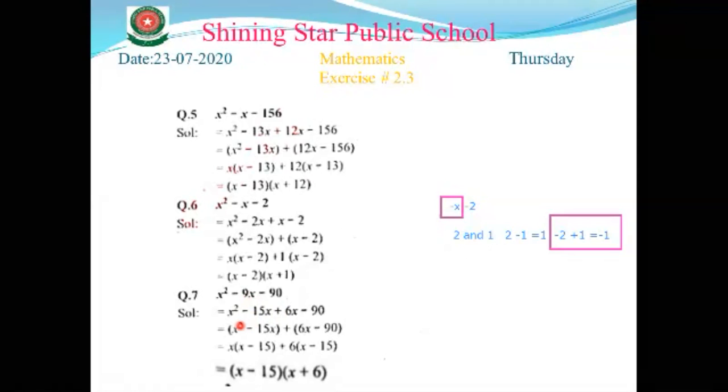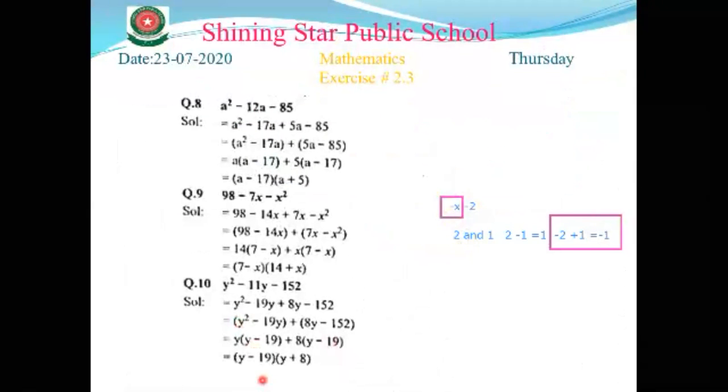Okay. Now, combine the first two terms and the next two terms. From the first two terms, take the common x, it becomes x minus 15. And from the next two terms, take the common 6, it becomes x minus 15. Now x minus 15 multiply x plus 6 is your required answer after taking the common x minus 15 from this step.